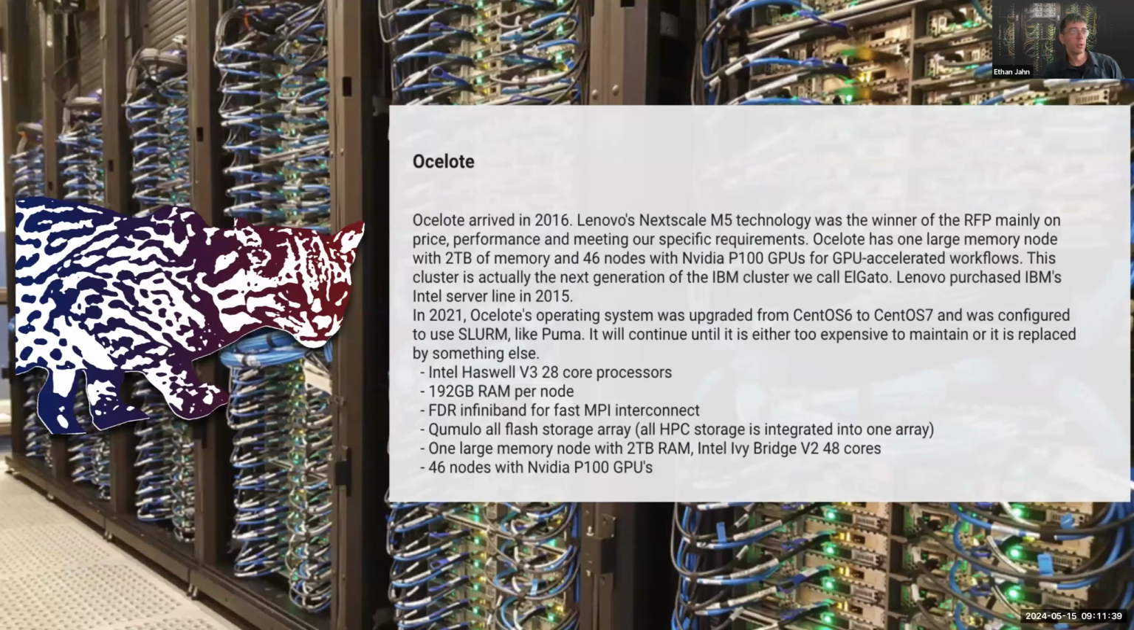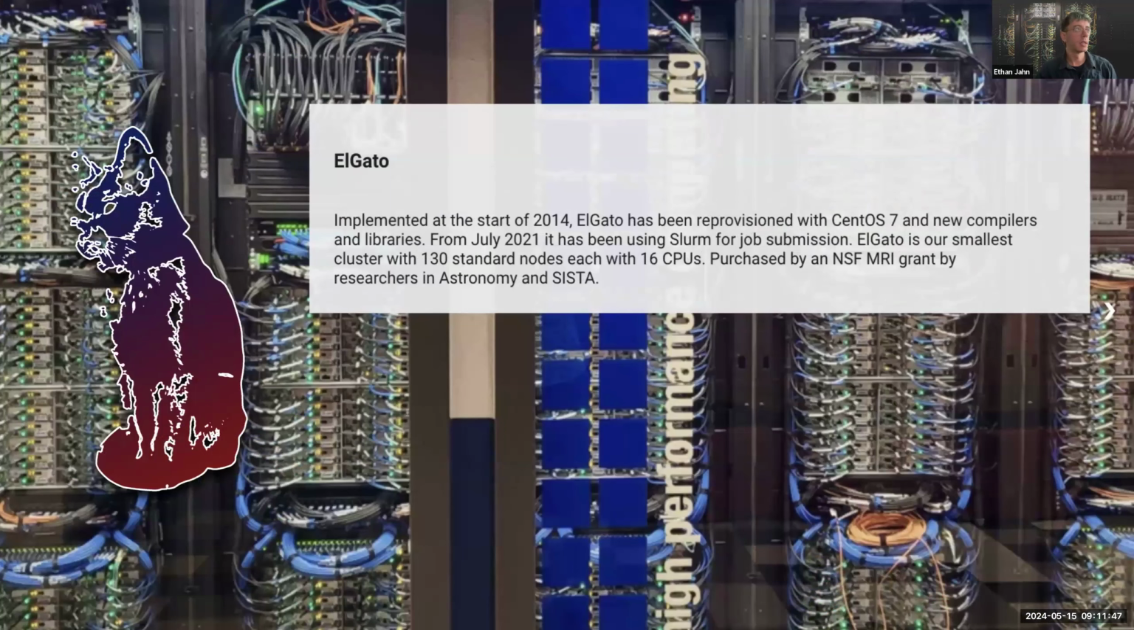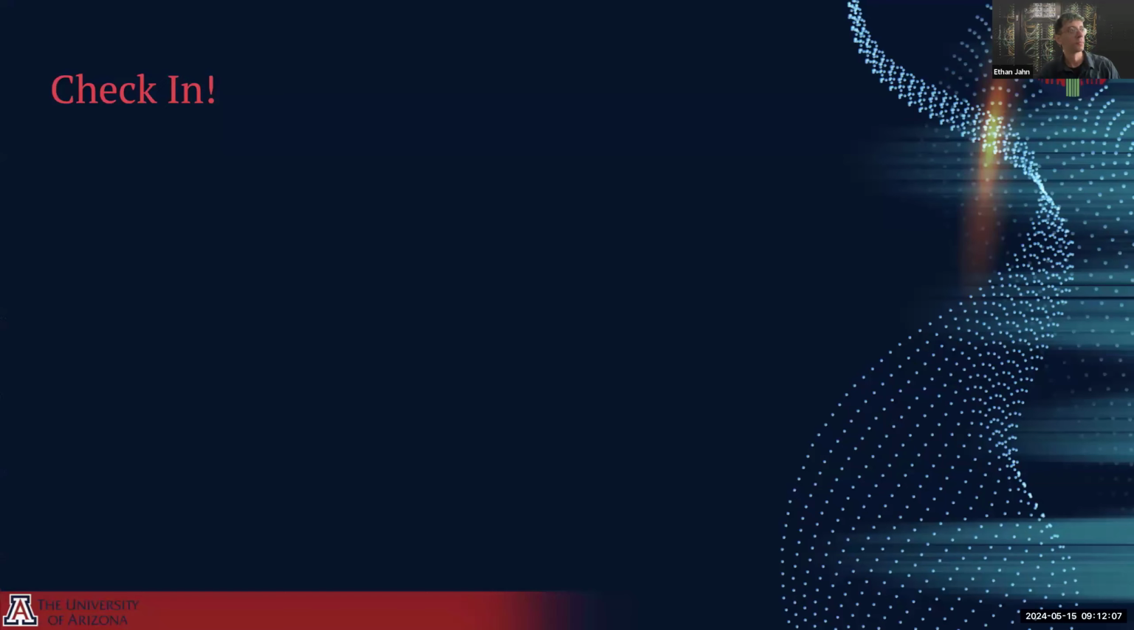Ocelote is a little bit older, arrived in 2016, and it's just a little bit smaller than Puma, but it's still a great tool. And then lastly is Elgato, the 3rd cluster. This one is the oldest one. Elgato at this point is mostly used for testing or debugging and things like this. However, it is still a great tool with about 130 nodes, each with 16 CPUs. So still quite a lot of resources here in Elgato.